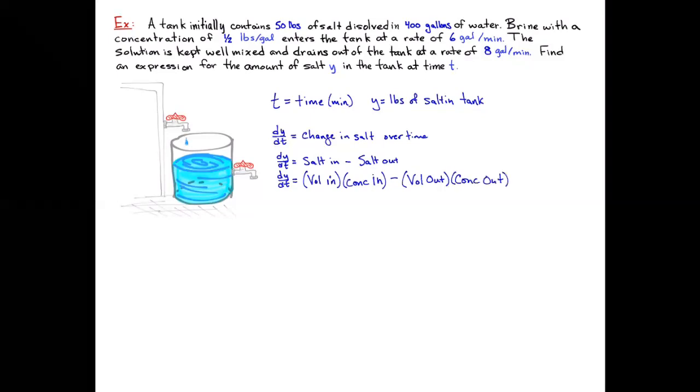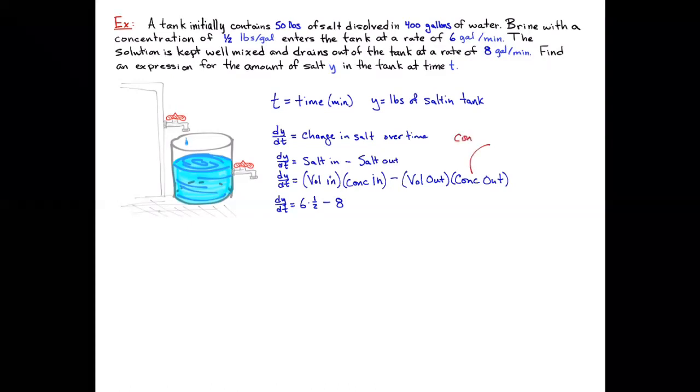Three of these values were given to us in the problem. First three of them: the volume in is given as 6 gallons per minute. Concentration in is given as 1/2. Volume out is given as 8 gallons per minute. And then the concentration out is not given. And that's because it keeps on changing. You should expect that because it would be weird if our differential equation only was dependent on constants. And so we need to go up and figure out what our concentration out is.